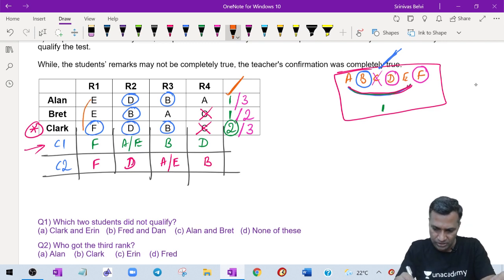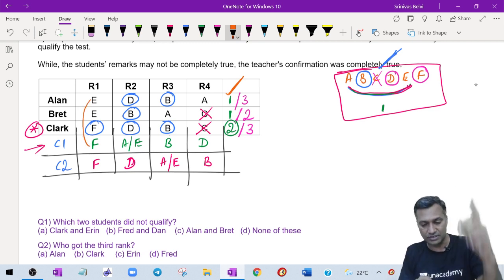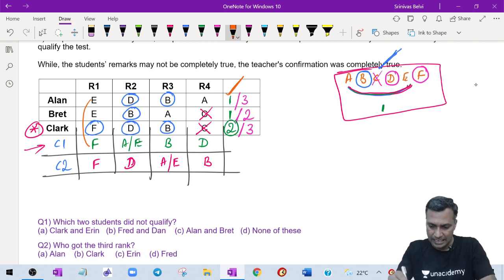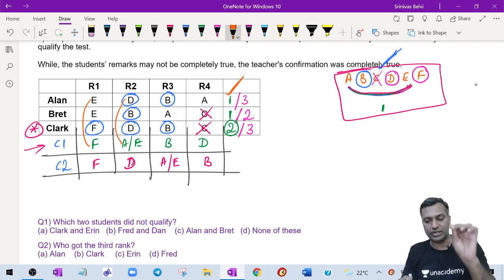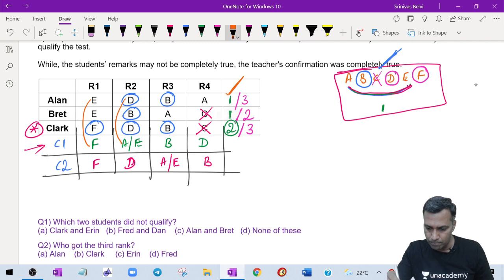This is not in place, because Alan said E in the first rank, but I got F. Not in place. D in the second rank, but I'm getting A or E, therefore that's also not in place. B in the third rank, yes, that is in place. All right, now A in the fourth rank, but I got D in the next one.